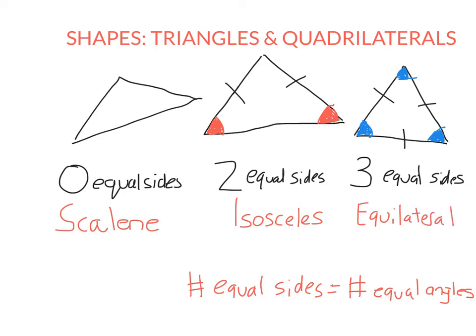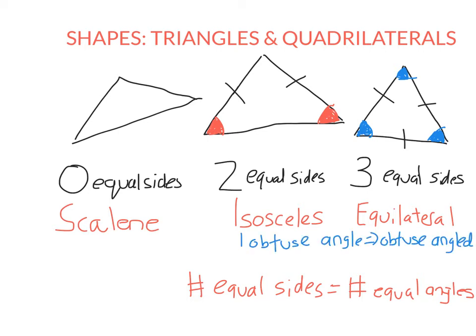So in addition to naming triangles by whether they have 0, 2, or 3 equal sides, we can also label them as to whether they are acute angled, right angled, or obtuse angled. So for any triangle, it can have at most one obtuse angle. So if it has one obtuse angle, we call it obtuse angled.